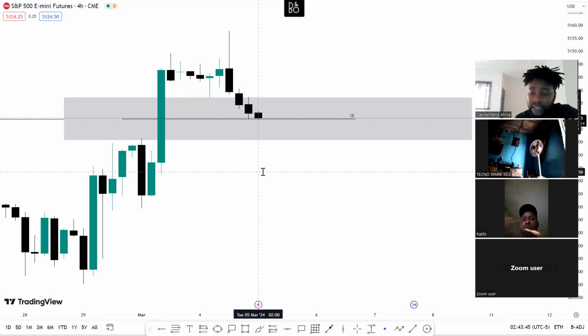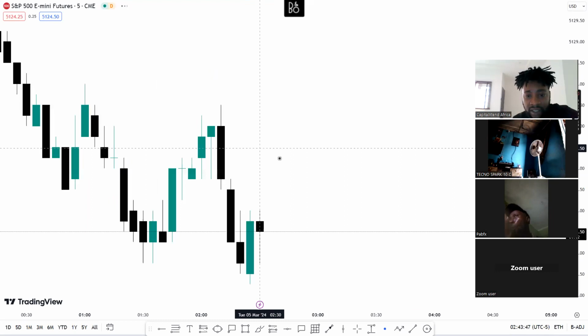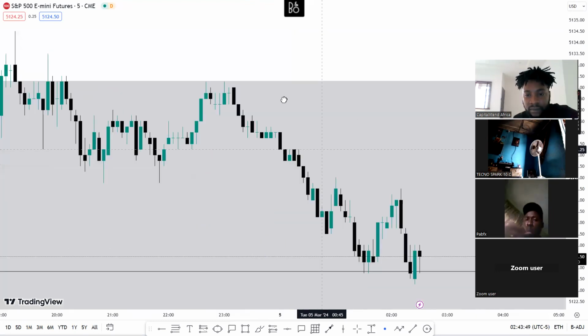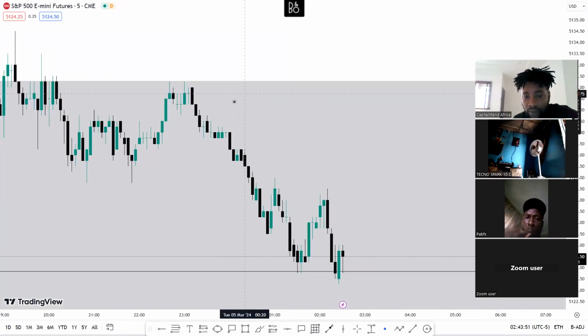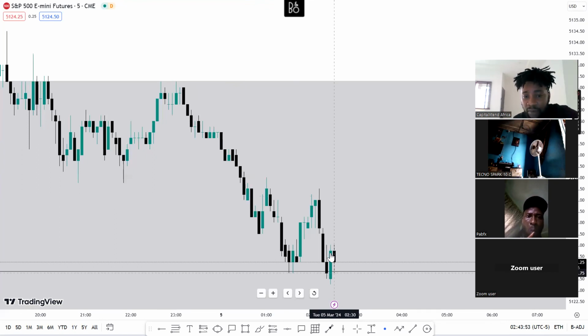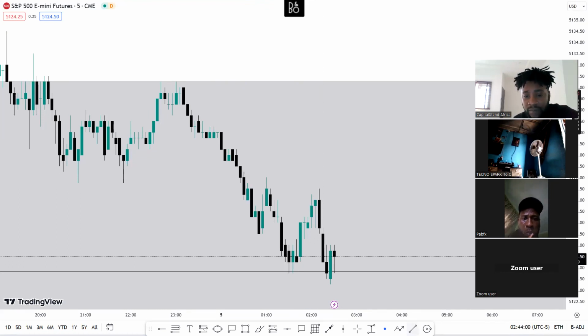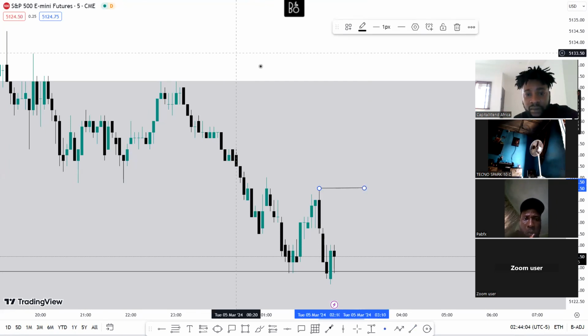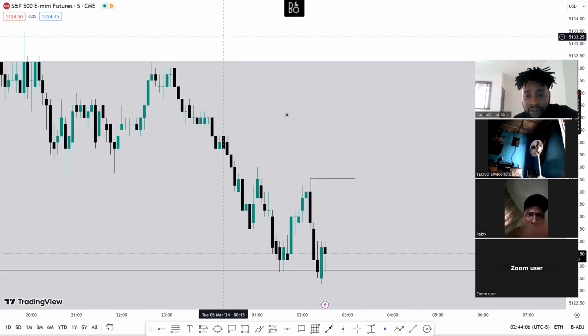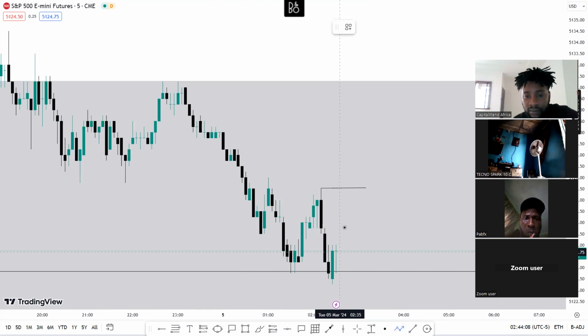So what will happen here on the 5 minutes? Okay, now that's a nice confirmation we have: price closing above the consequent encroachment after giving us a lower time frame liquidity sweep. So what I'm expecting next is for price to give me a structure shift.